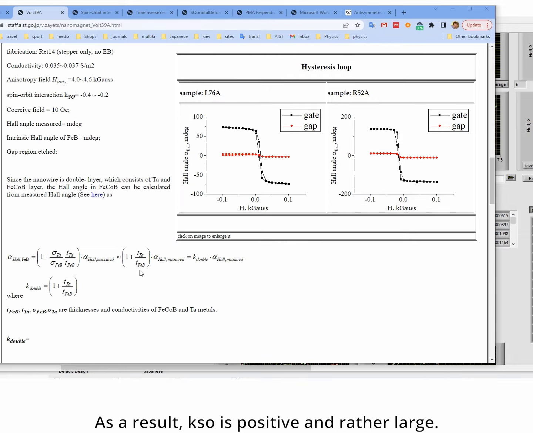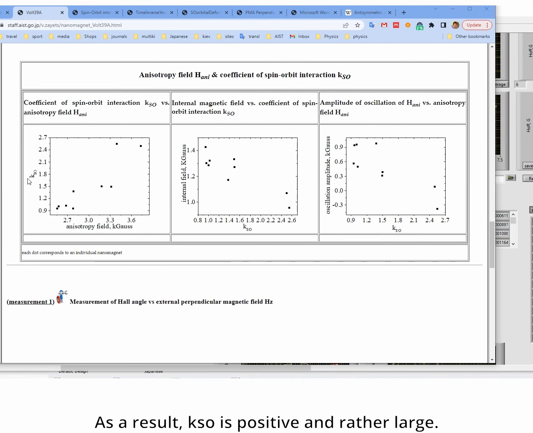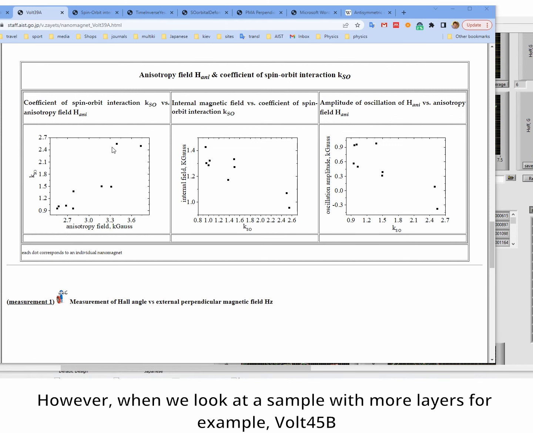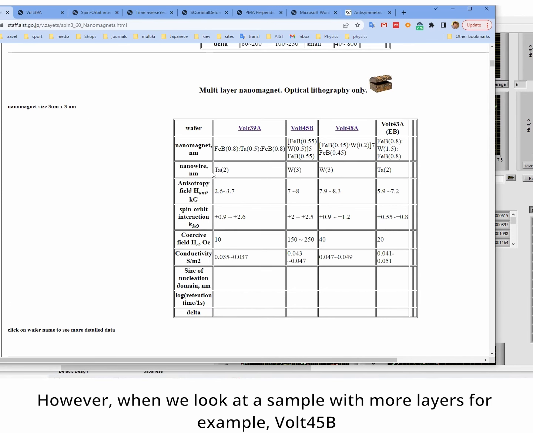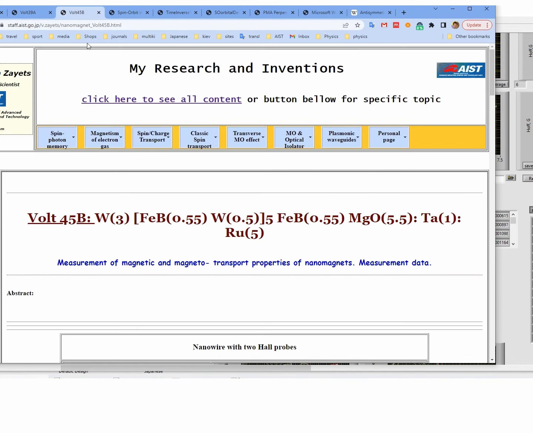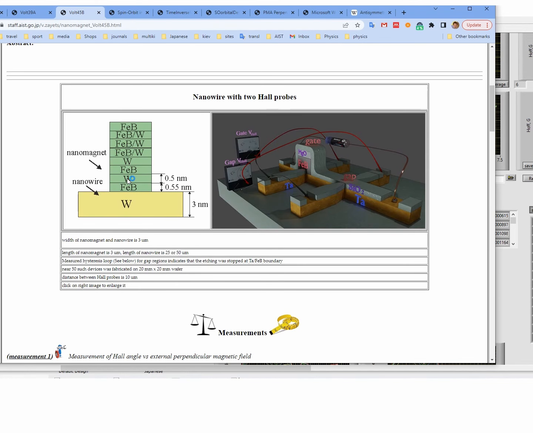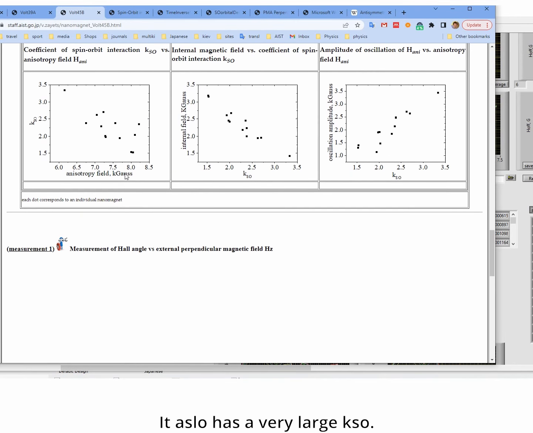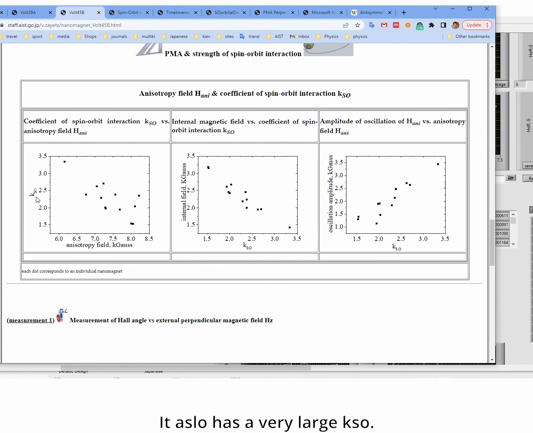As a result, coefficient of spin-orbit interaction is positive and rather large. The slope is still positive. However, when we look at the sample with more layers, for example, Ha.45b, it also has a very high coefficient of spin-orbit interaction, but the slope becomes negative.